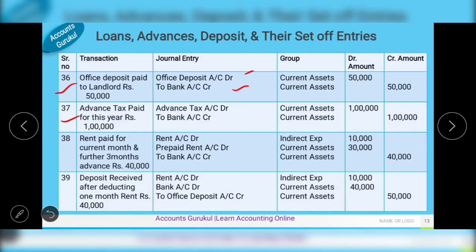Then we calculate the actual liability, and whatever amount we have paid in advance, we have to do the adjustment for that against our actual liability. As if 5 lakh is payable, out of that 5 lakh, 1 lakh we have already paid, then at that time this advance tax account is going to be credited, and the remaining amount of 4 lakh we have to pay out to the government.